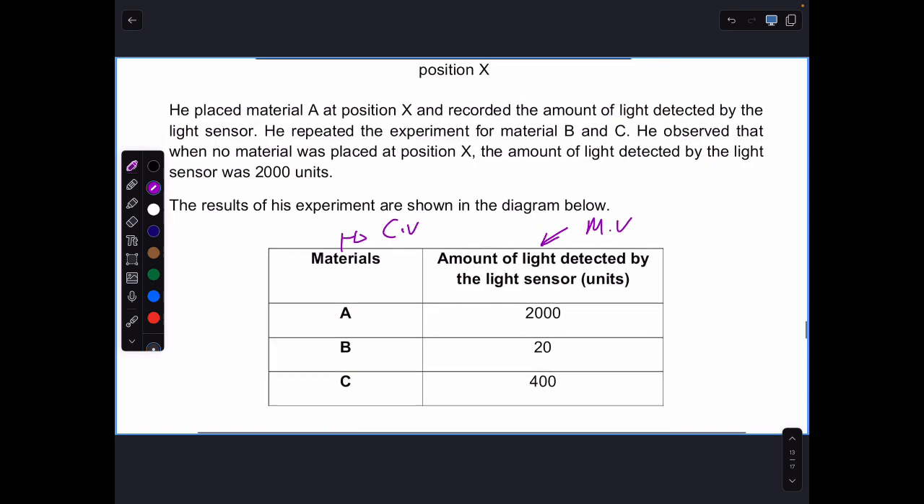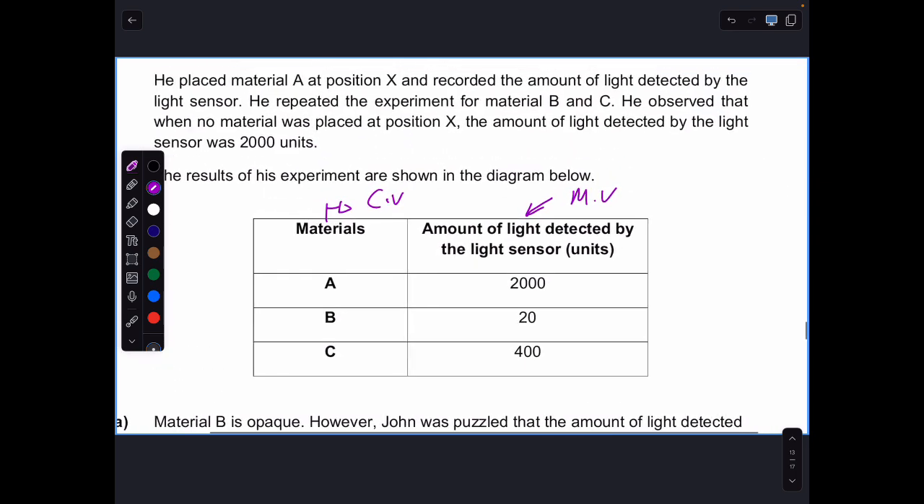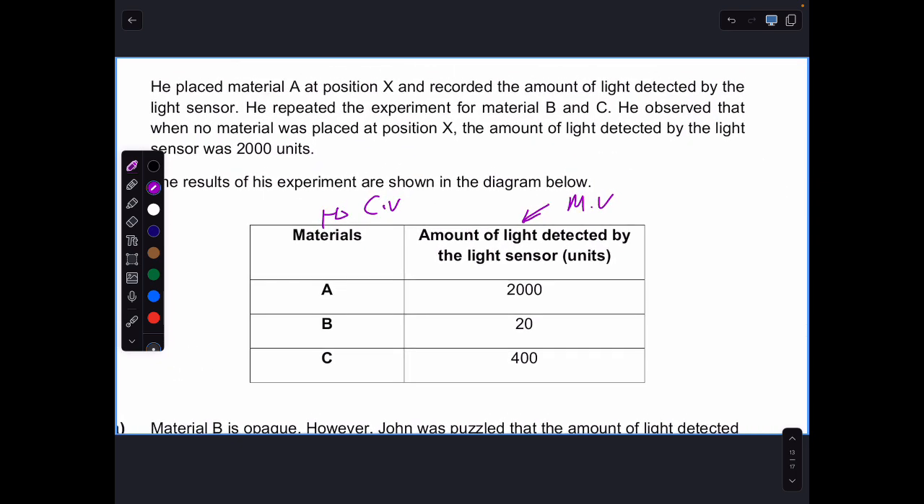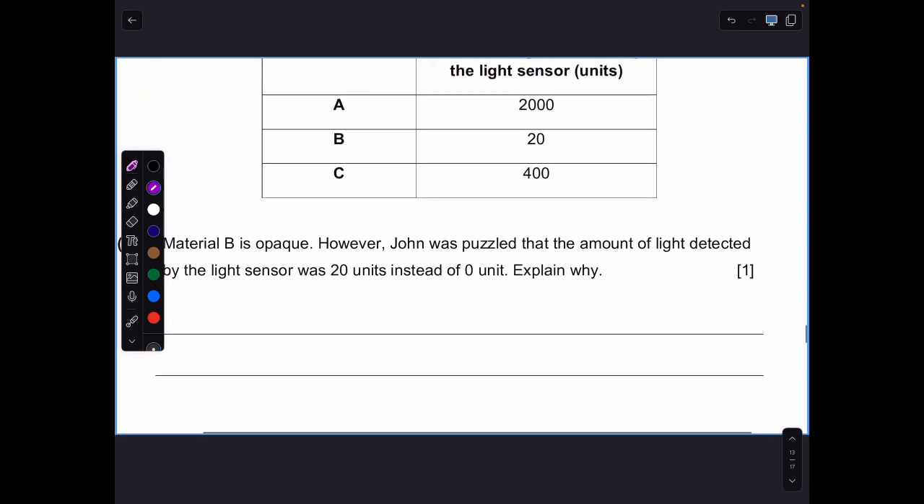Then what is the aim? The aim of this, when you take a look at it, is to basically find out how much light passes through each of the different materials. Material B is opaque. Opaque means does not allow any light to pass through. However, John was puzzled that the amount of light detected was 20 units instead of 0.